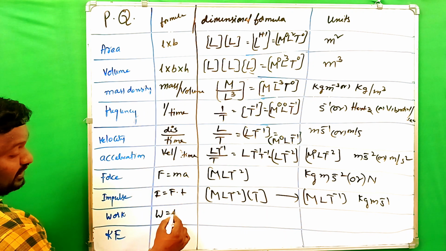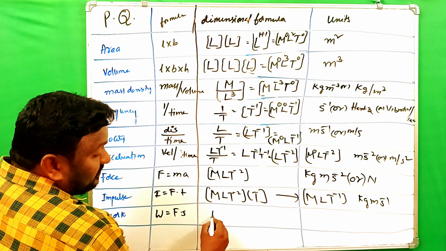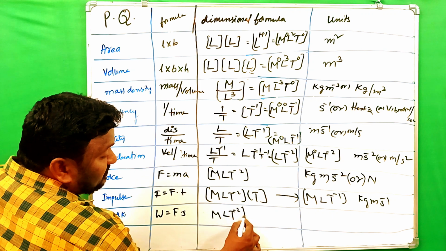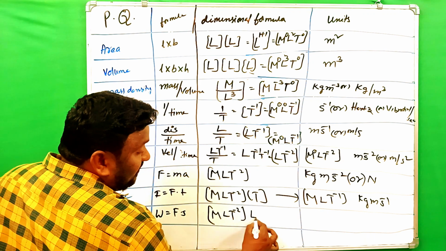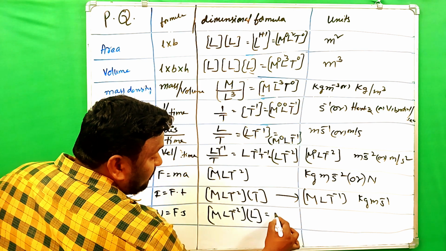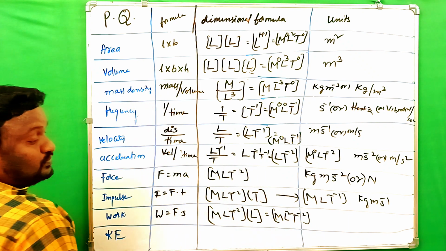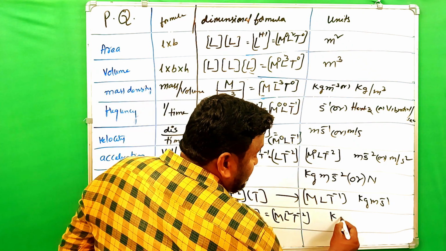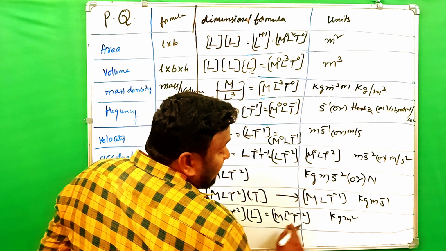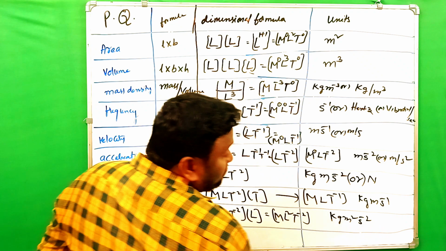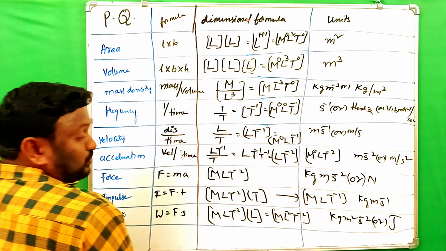And now here work. W is equals to F into S. F is what? M L T inverse 2. And S is what? Displacement, nothing but length. What do we write here? L. Then what do you get here? M L square T inverse 2. And units are now what? Mass, kg. L square means what? Meter square. And T inverse 2 means what? Second inverse 2. And it is taken as joule.